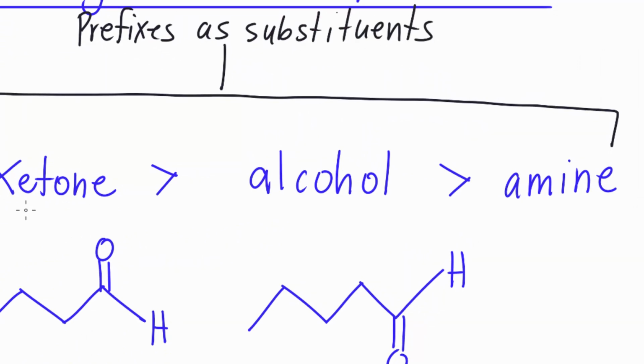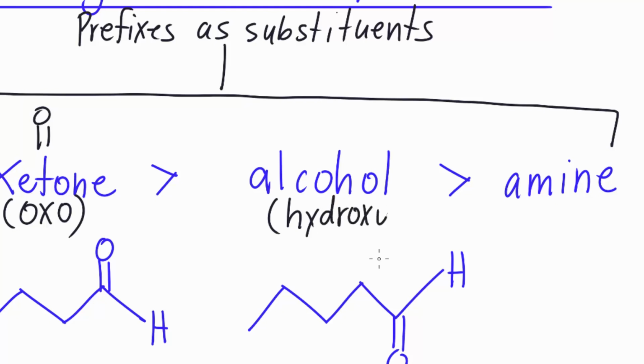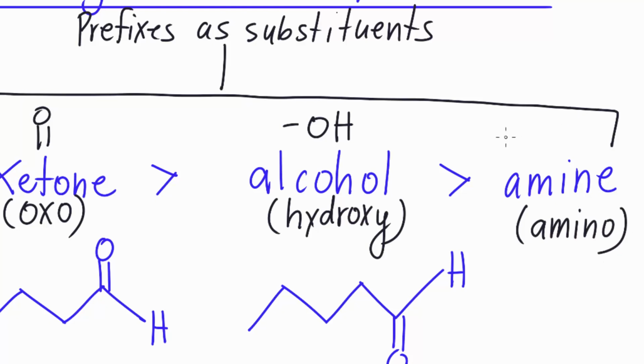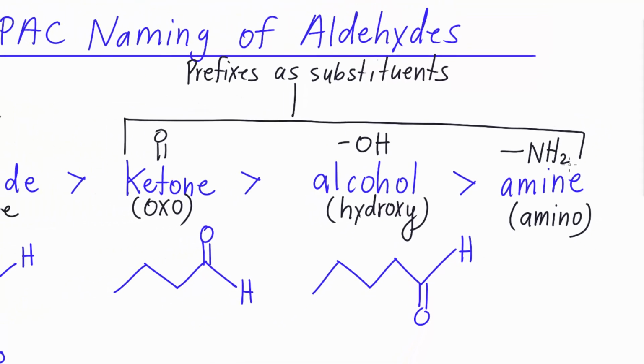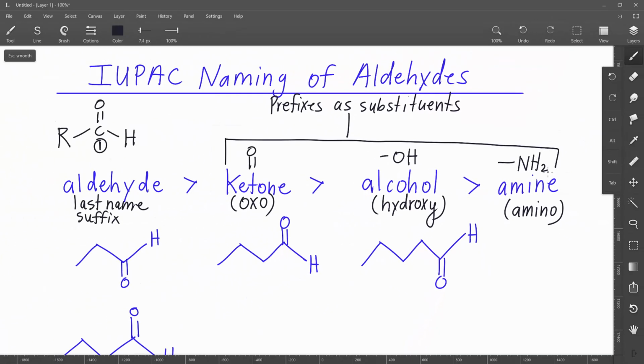The ketone will be called oxo, that double bond O. The alcohol will be called hydroxy, which is the OH, and the amine will be called amino, and that's the NH2, NRH, or NR2.